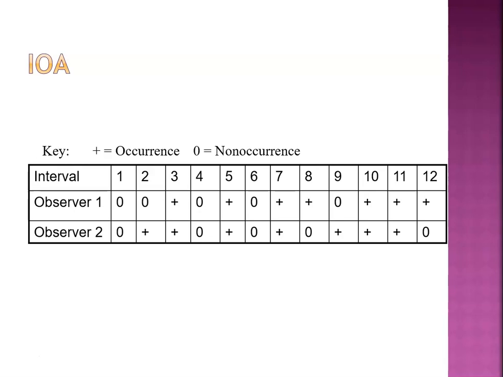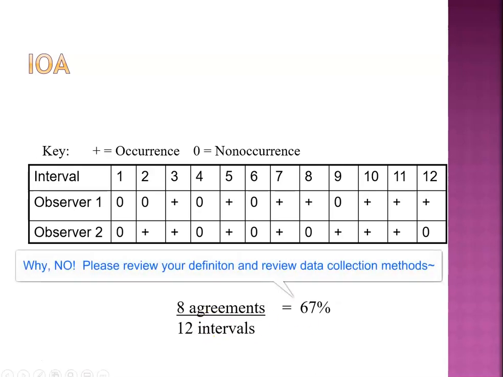we have to look at each interval to look for agreement. We have 1 agreement, 2, 3, 4, 5, 6, 7, 8 agreements out of 12. How do you calculate that inter-observer agreement? 8 agreements over 12 intervals, which is 67% agreement. Is that what you calculated? Is that acceptable inter-observer agreement?